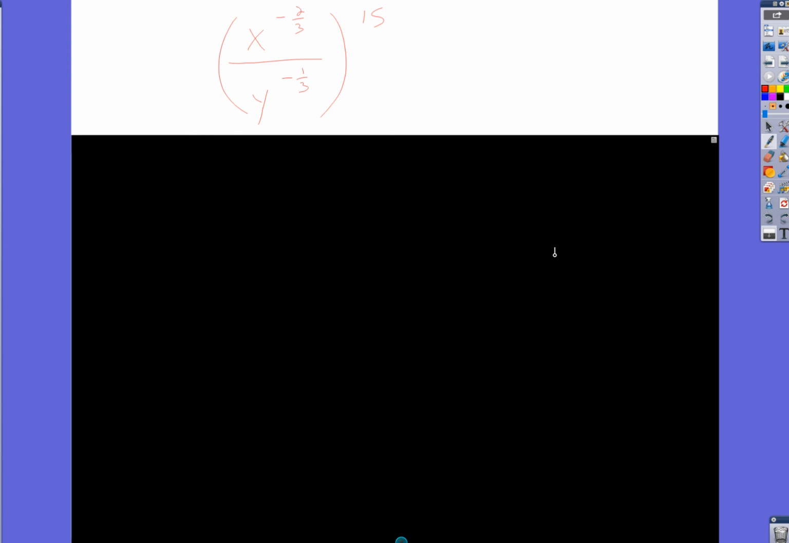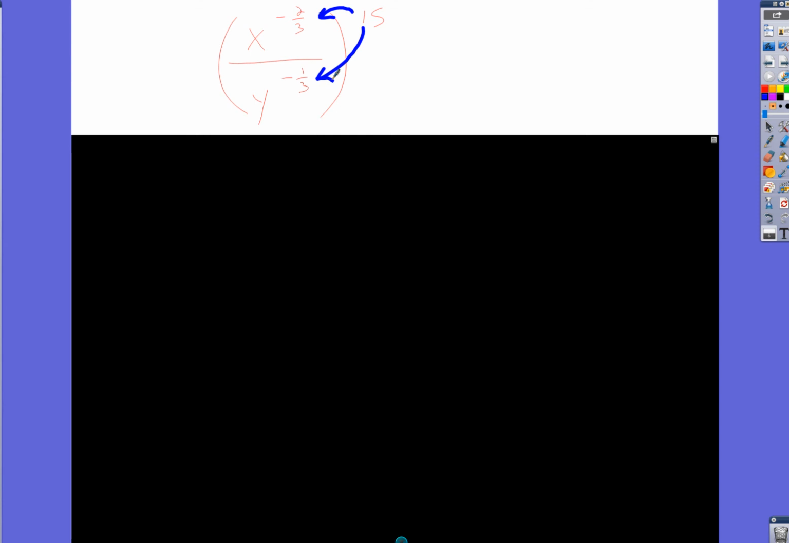I'm gonna distribute this 15 to numbers that already have powers. David, can you see that? You can move closer if you want. There's an open seat here in front. You can always move up if you can't see. It says x to the negative 2/3 over y to the negative 1/3, and then there's a 15 on the outside.